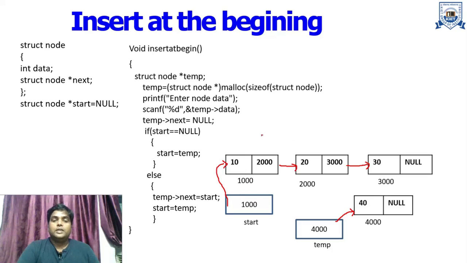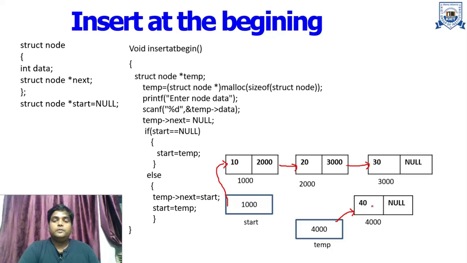Let's suppose we have three elements already present in a single linked list, and we have a start variable pointing to the very first node. This is the second node that is linked to the first node, and the third node that is linked to the second node. Now we want to insert this particular node with this value at the very first position. That means before this node we want to add the new node.